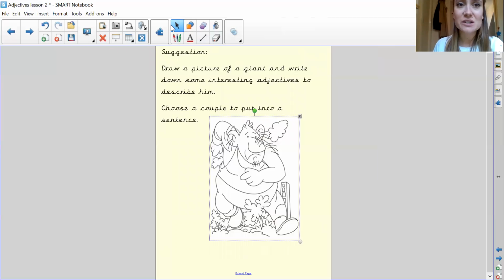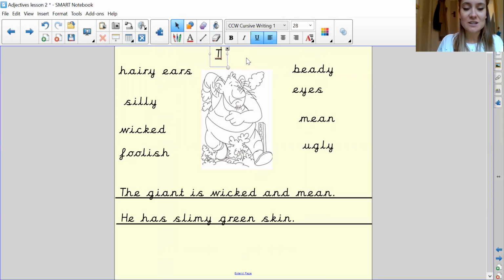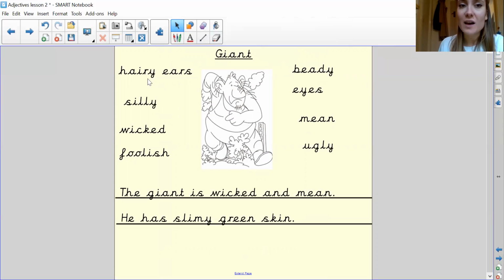Okay, so my suggestion to you today is I thought you could draw a picture of your giant and write down some interesting adjectives to describe him. Or you can choose a few to put into some interesting sentences. So let's have a look. I've had a go. So here we go. I've drawn this picture of my giant. Keep the giant up here. Just change that. Giant. And here I thought of some adjectives to describe him. So I've got hairy ears, beady eyes, mean, ugly, foolish, wicked, and silly.